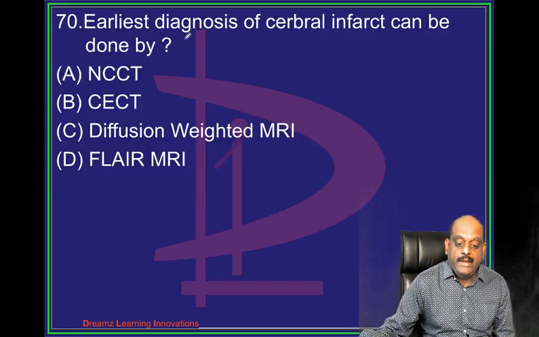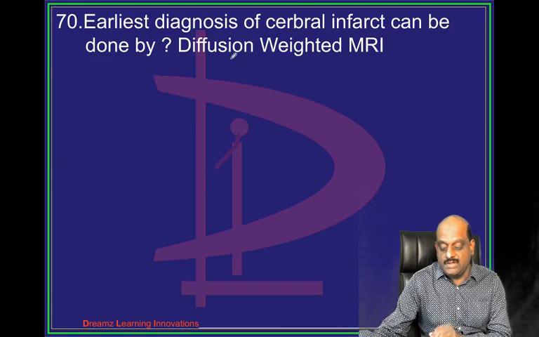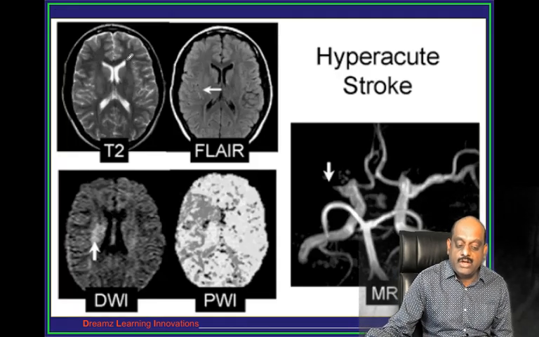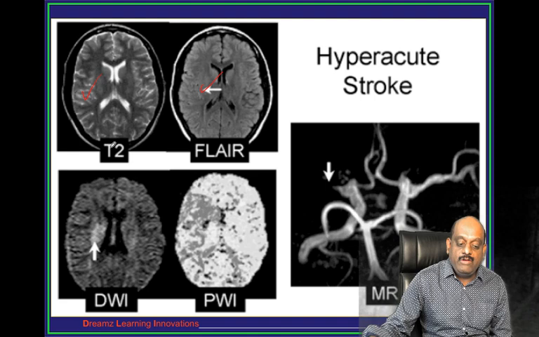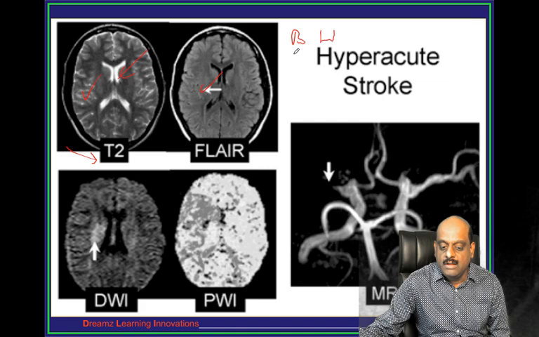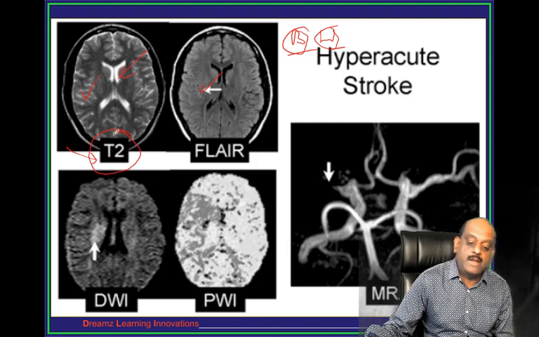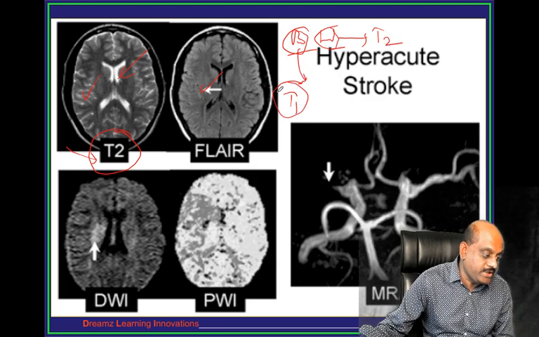Now, earliest diagnosis of cerebral infarct, how do you get earliest evidence? We use diffusion weighted MRI for that purpose. So doctor, this is a T2 image, this is a FLAIR image. How will you identify this is T2? Very simple. If the CSF is white, it is T2. If the CSF is black, it is T1. Easy to remember. So T2 weighted images are typically white CSF. Black will be T1 weighted images.